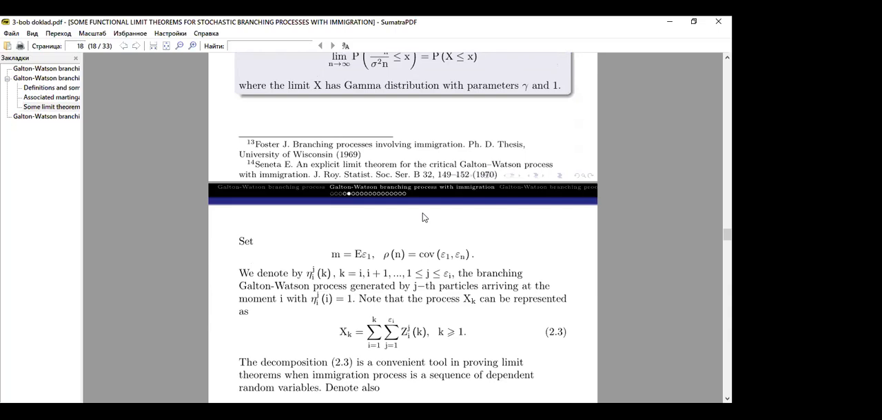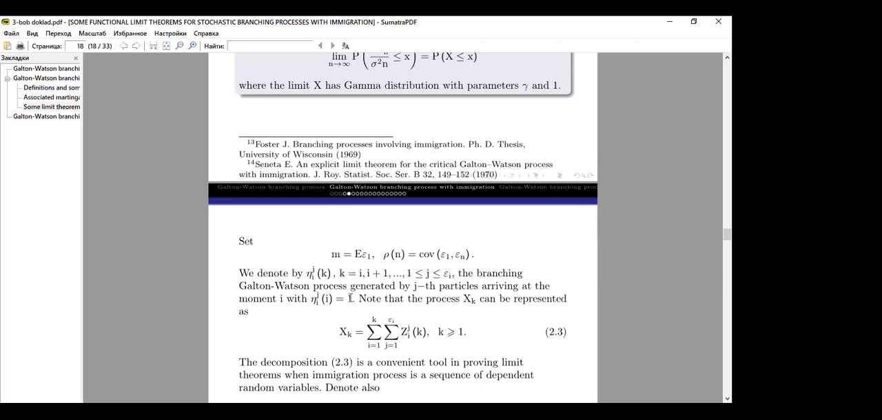So here I want to tell about limit theorems when the immigration process is dependent. First, Nagayev considers this case and he proves the following theorem. We denote by these random variables the branching Galton-Watson process generated by the particle arriving at the moment i, with this equality.